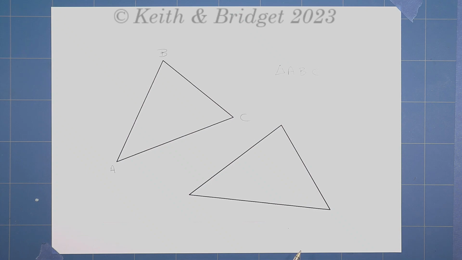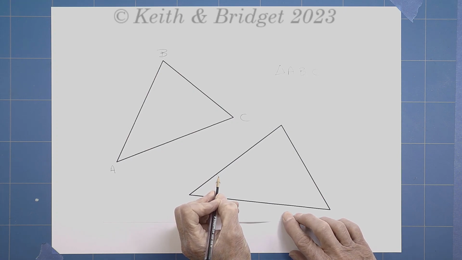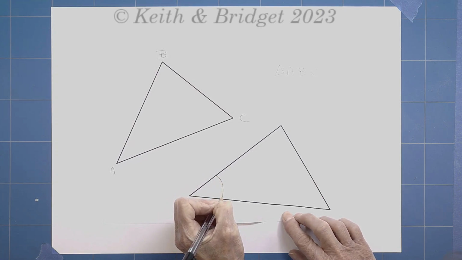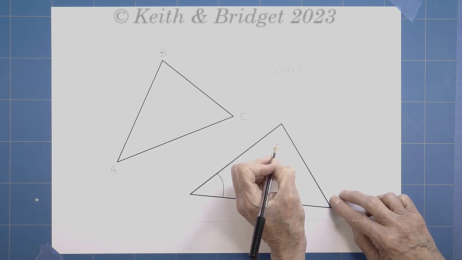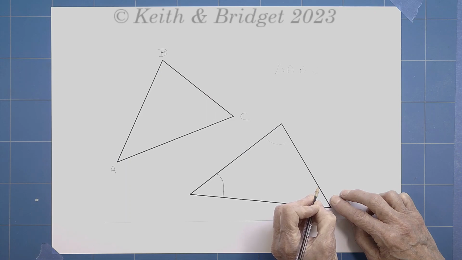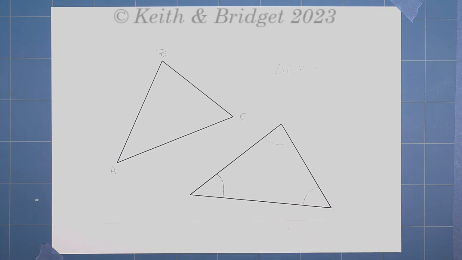At each vertex there is an interior angle, which we will signify by a line like that. This is the angle we're interested in. So there are three interior angles for a triangle. Interior because it's inside the triangle. So we've got three angles there.